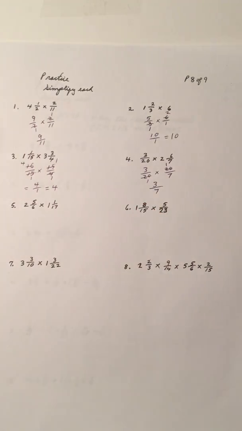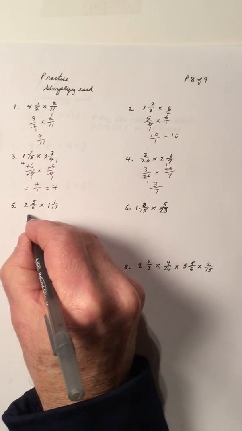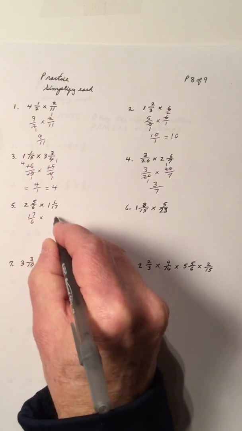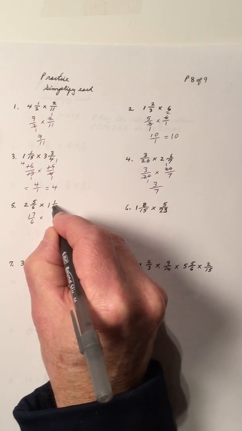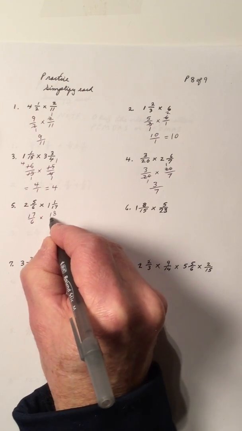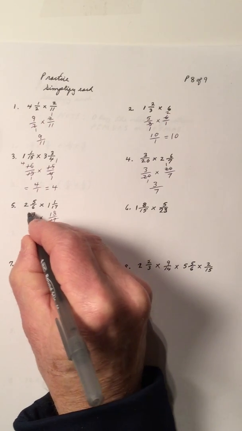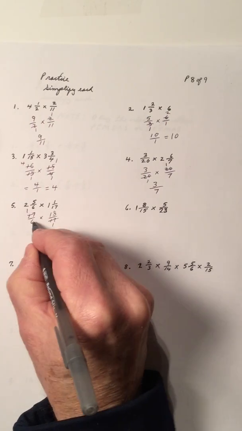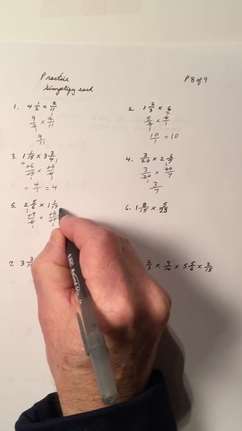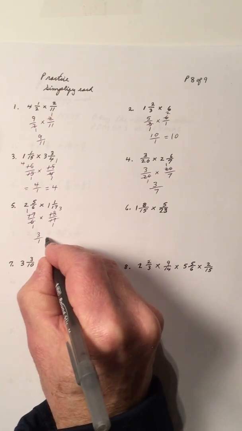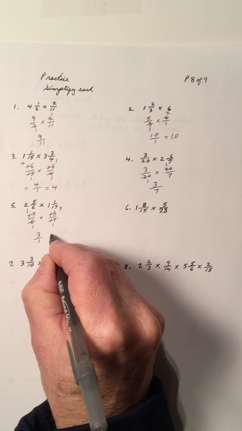Multiplying, change your mixed numerals to improper fractions. 12 plus 5 is 17. You should be able to do that. 1 times 17 plus 1 is 18. 17s cancel, 1, 1. 6 cancels into both. 6 into 6, 1. 6 into 18, 3. 1 times 3 is 3. 1 times 1 is 1. And 3 over 1 is 3.